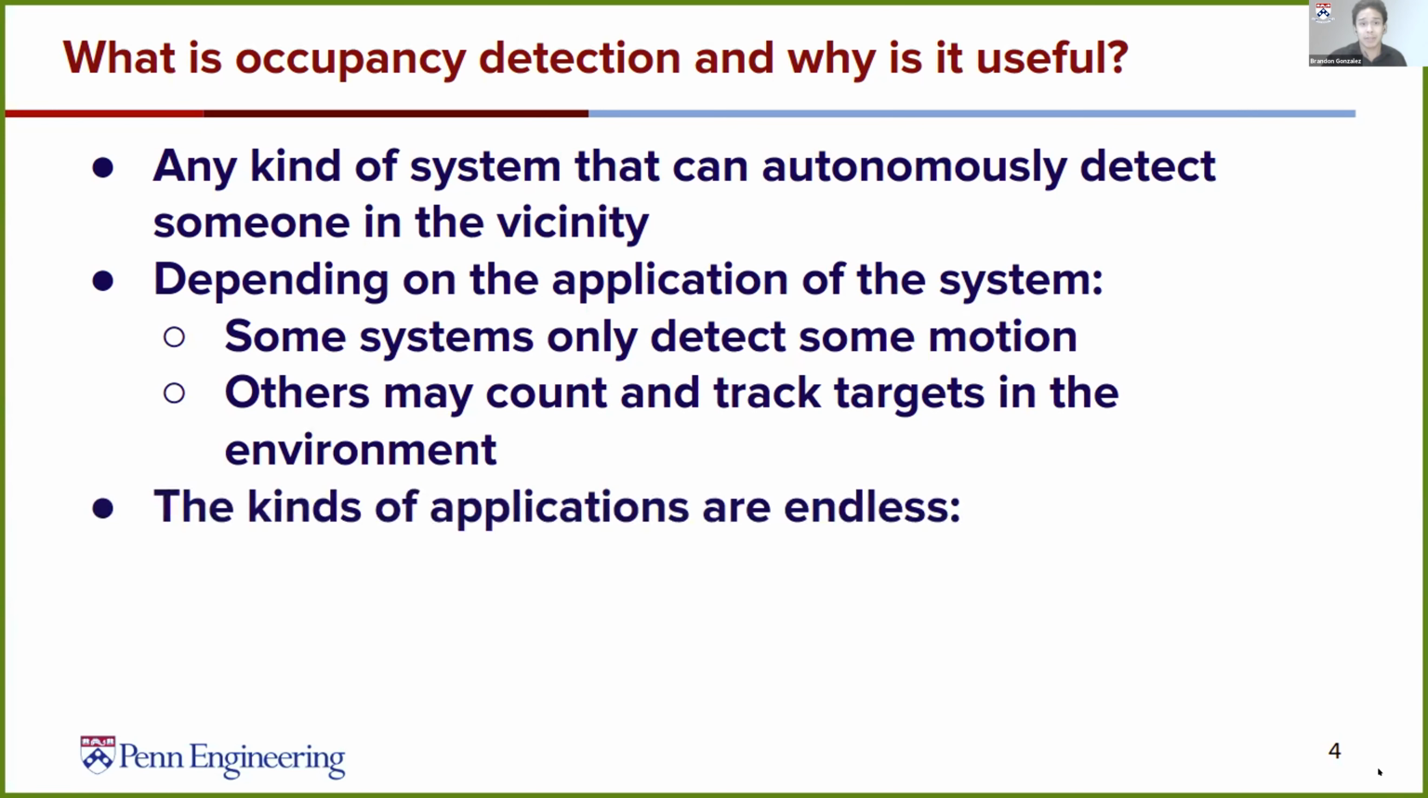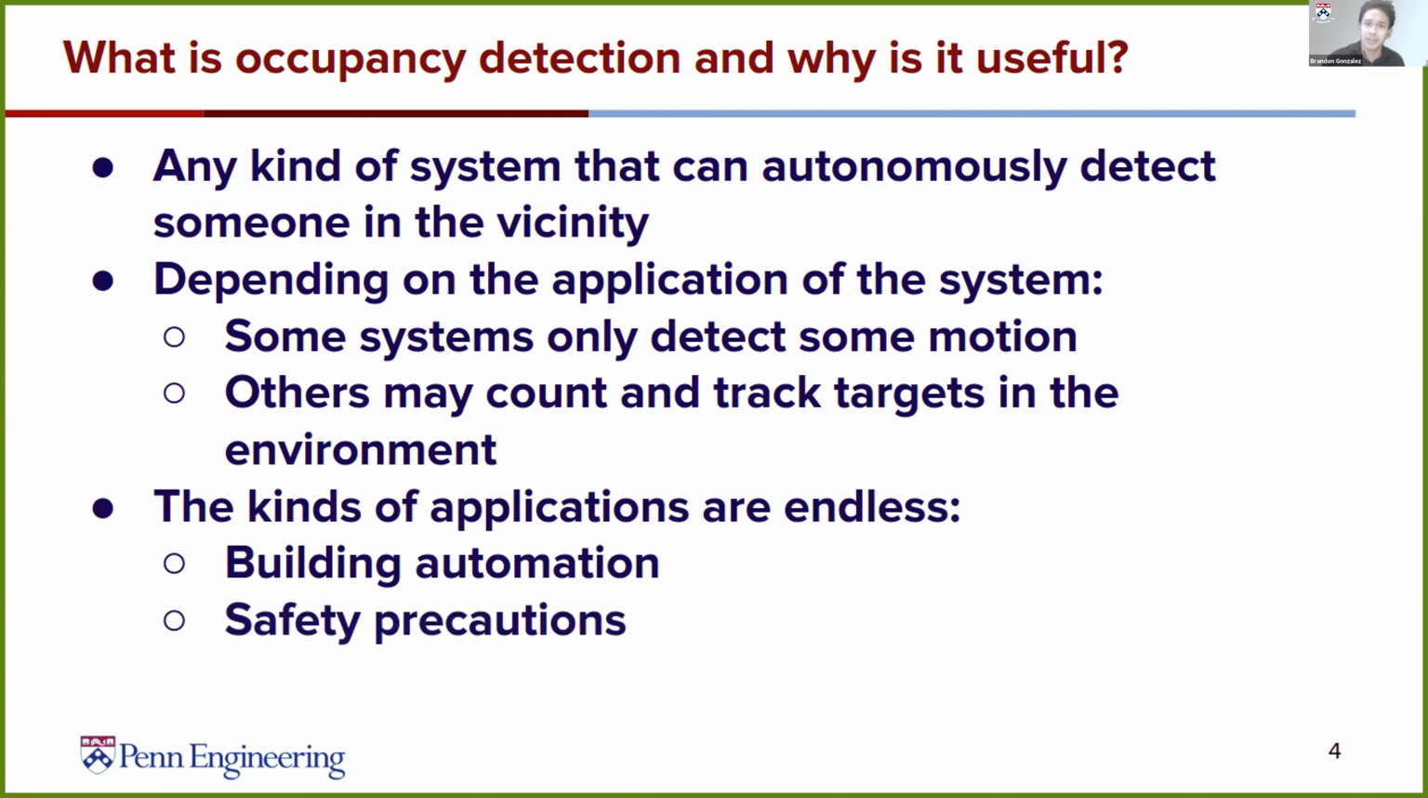The kinds of applications of occupancy detection are really endless. Building automation, for example, is something you see if you walk into a CVS and the doors open automatically. Anything that automates a system in a building, you can use human occupancy detection for. You can also use it for safety precautions.